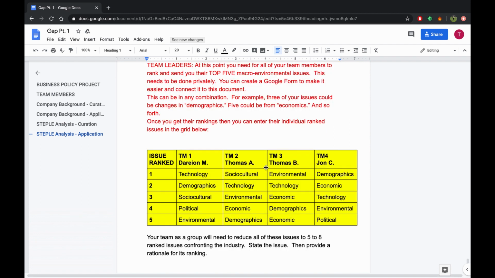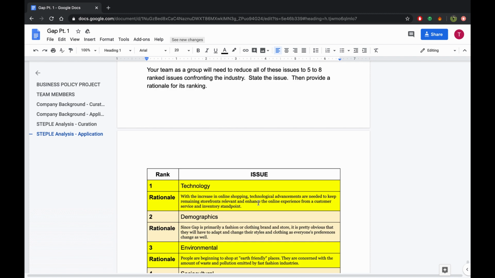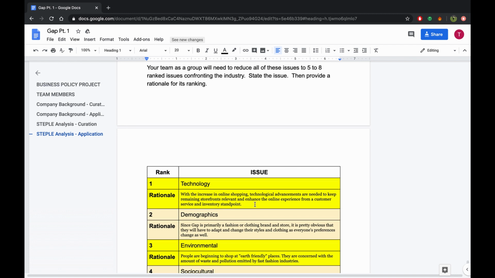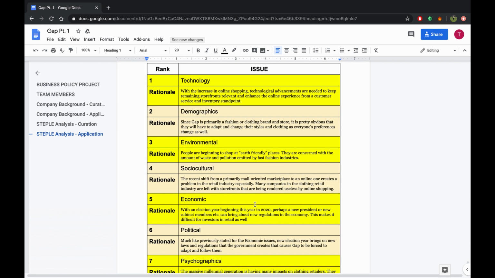At this point, each team member ranked their top 5 macro-environmental issues based on their impact on the industry. After this, we reduced all of these issues into 5 to 8 major issues facing the industry specifically. We ranked technology as the biggest issue. Due to the increase in online shopping, technological advancements are needed to keep remaining storefronts relevant and enhance the online experience from a customer service and inventory standpoint.